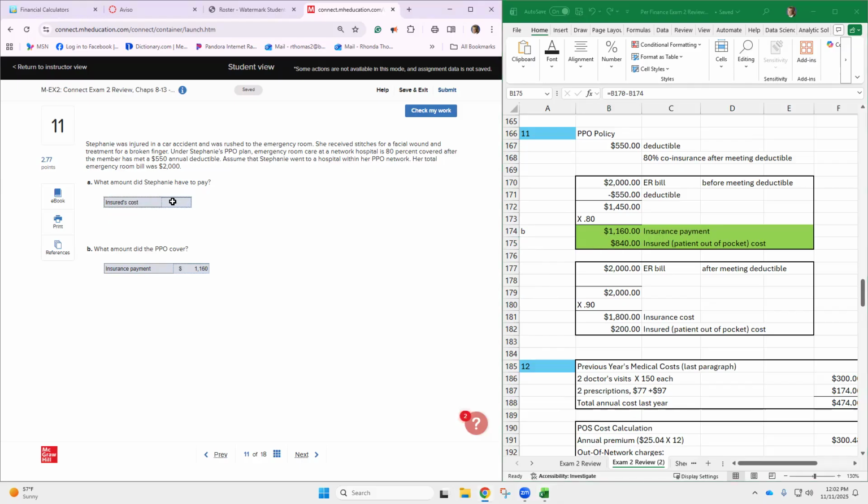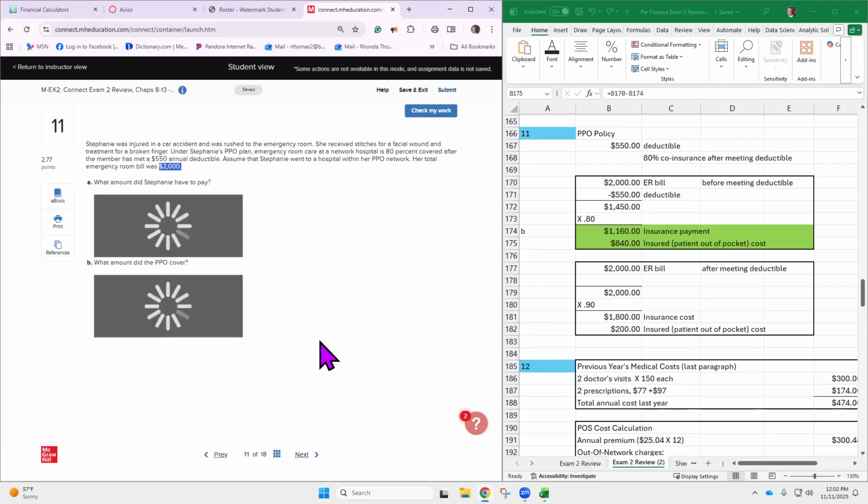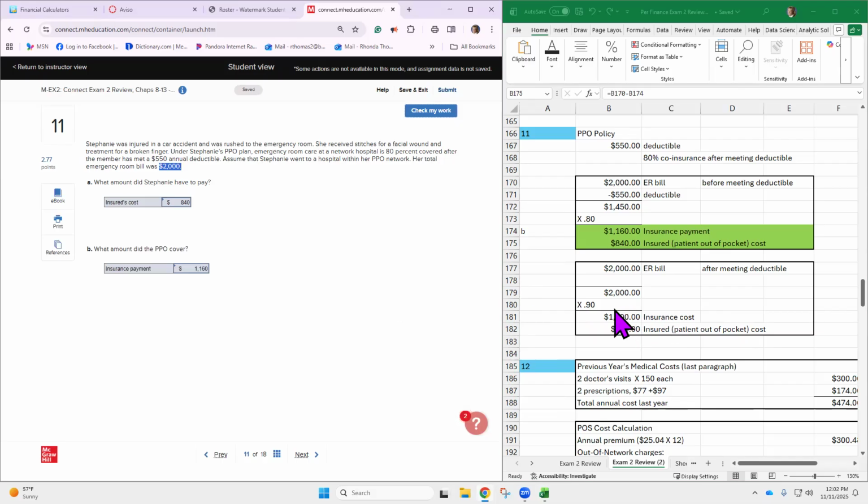What is the amount Stephanie has to pay? Stephanie's considered the insured. So she's going to pay $840, because when you take $840 and add it to $1,160, you get the whole bill. So once you know how much the insurance will pay, just subtract it from the whole bill, and then you'll know how much Stephanie has to pay. Once again, this was before the deductible was met, so the deductible is included.